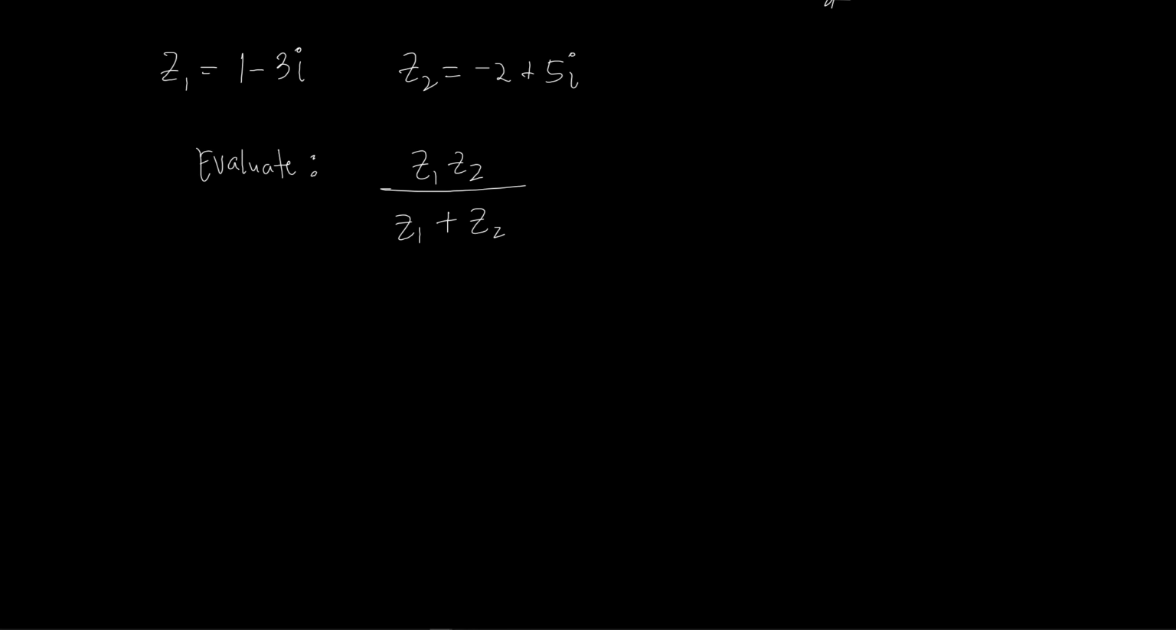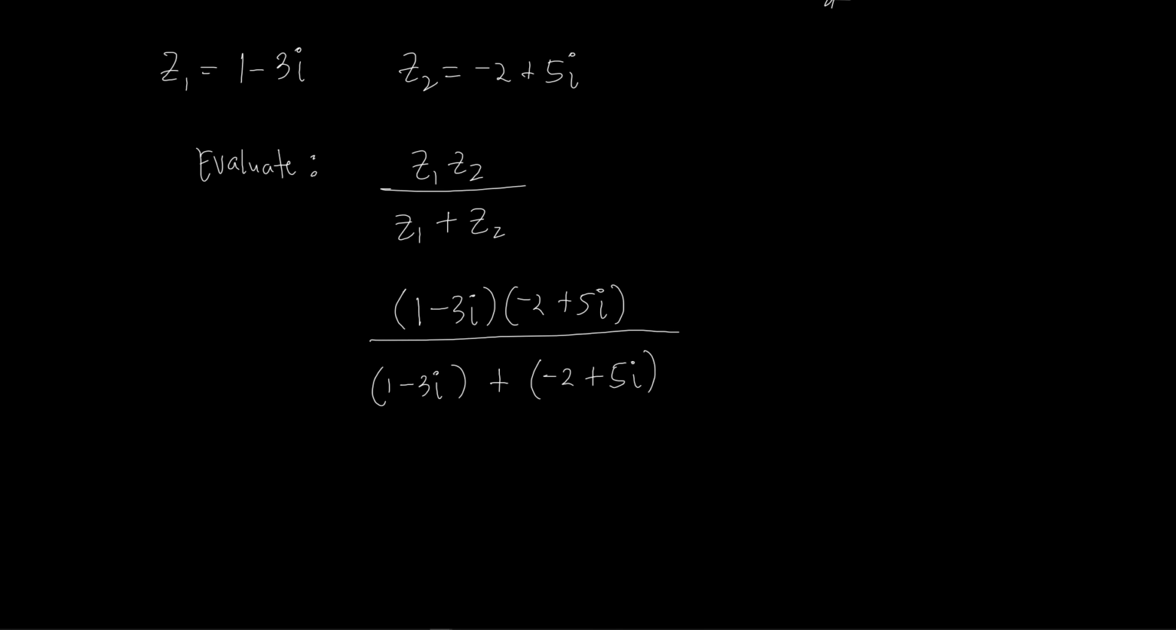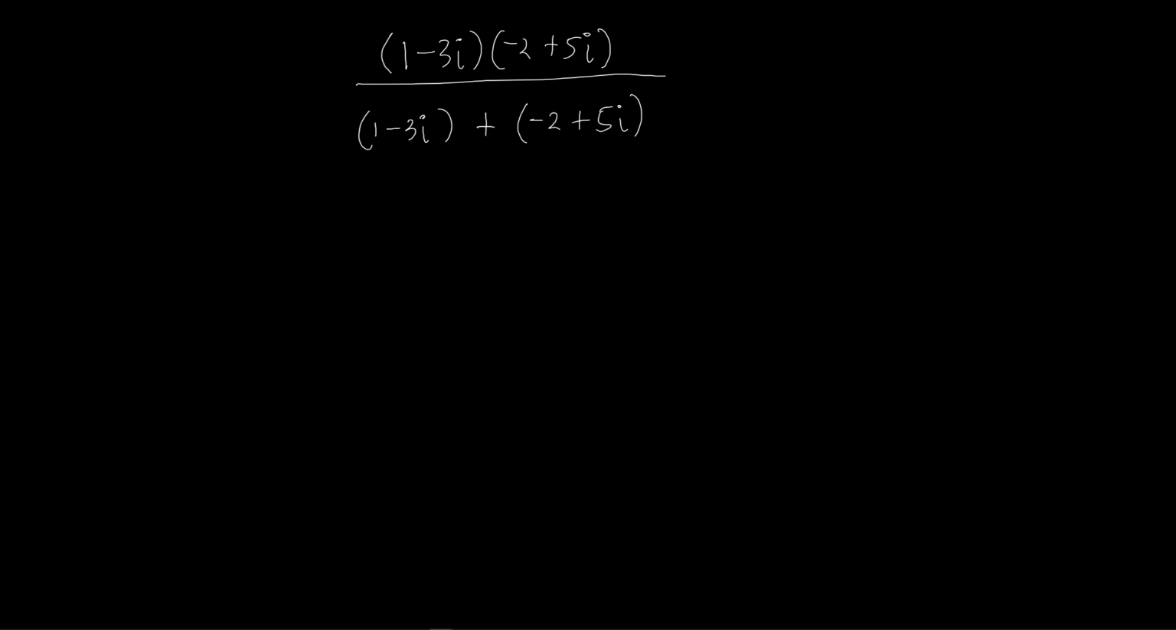We'll eventually reach the answer. Let's start with the numerator, Z1 times Z2. So it becomes 1 minus 3i multiplied by negative 2 plus 5i, all over Z1, which is 1 minus 3i, plus Z2, which is negative 2 plus 5i. Evaluate the numerator. 1 times negative 2 is negative 2. Then plus 5i. Negative 3i times negative 2 is 6i. Negative 3i times 5i is negative 15i squared.